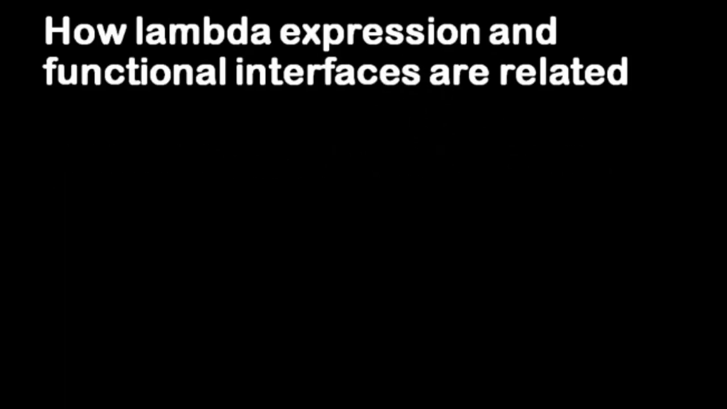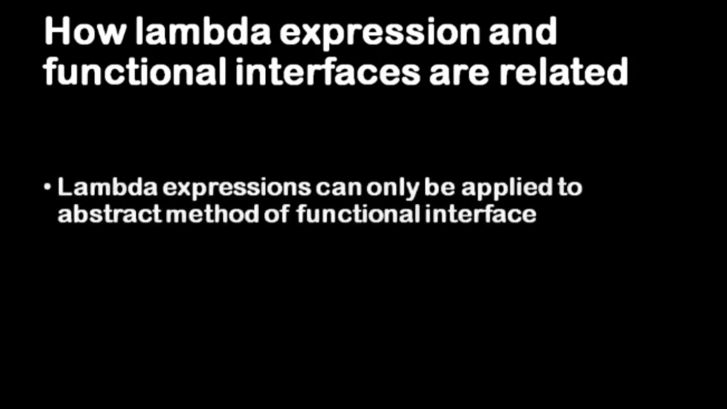How are lambda expressions and functional interfaces related? As far as I know, lambda expressions can only work on abstract methods, like on a functional interface. Both go hand in hand, because lambda expressions will work only on the single abstract method that is present. If I am wrong, you can comment it out, because as far as I know, that is the only place where lambda expressions can be used.